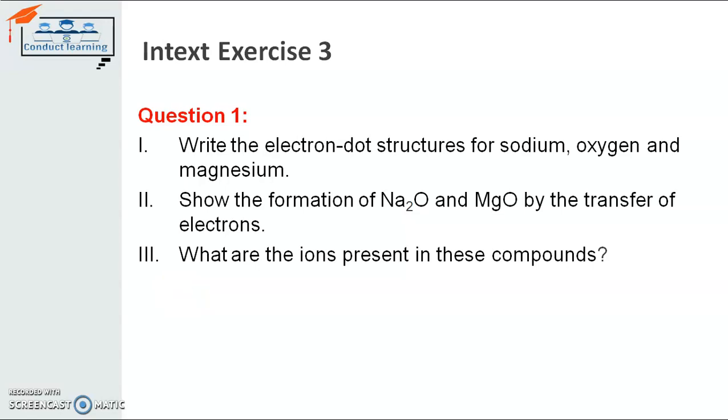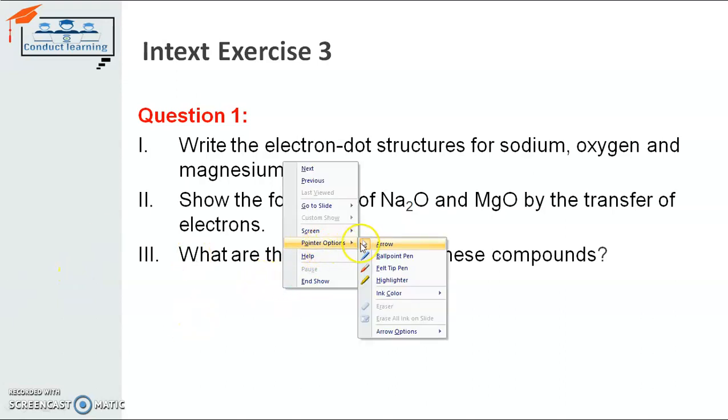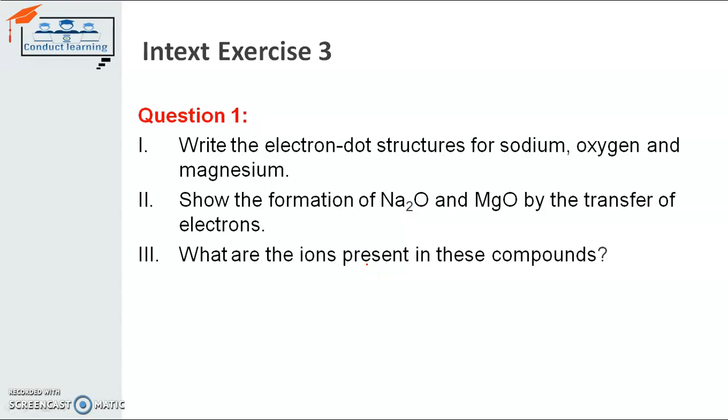So the first question is, we have to write down the electron dot structure for sodium, oxygen and magnesium. And to write down this electron dot structure, we should know the atomic number of these three elements. For sodium, the atomic number is 11, as we well know. For oxygen, the atomic number is 8, and for magnesium, the atomic number is 12. So we will write these three elements one by one, and we will also write their electron dot structure.